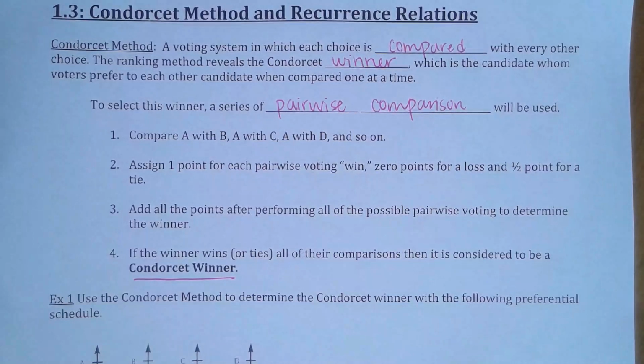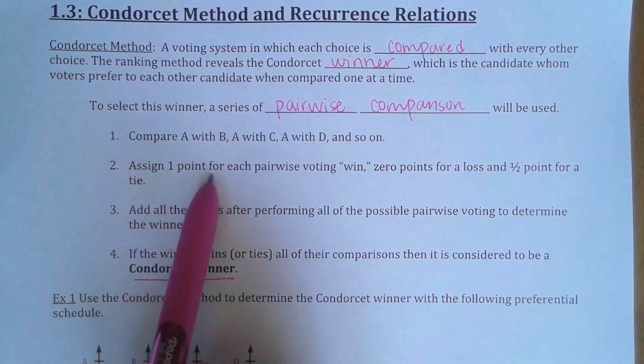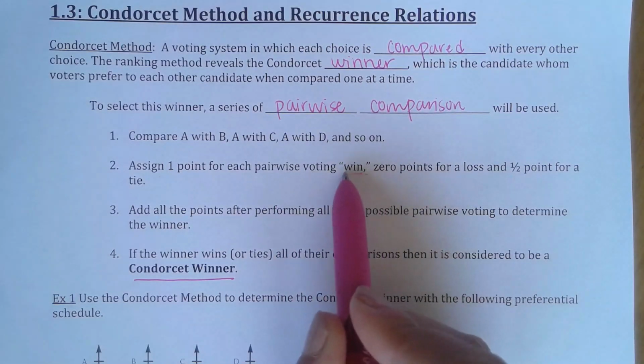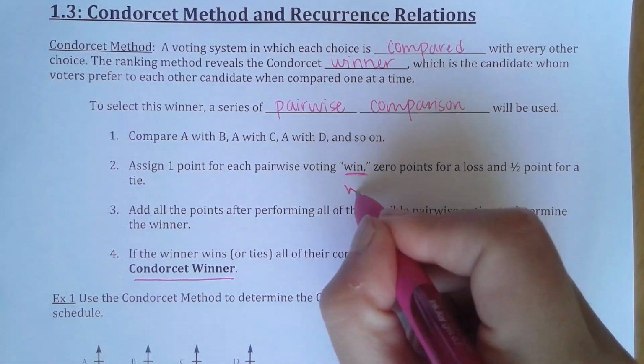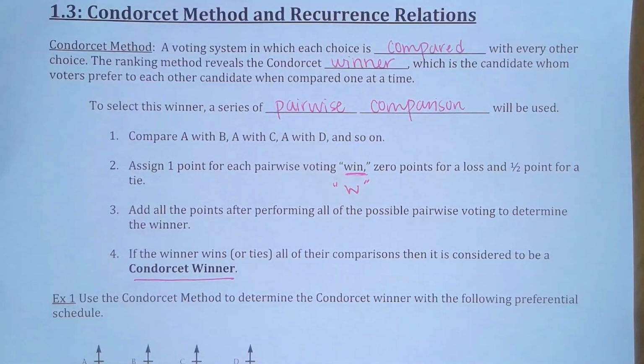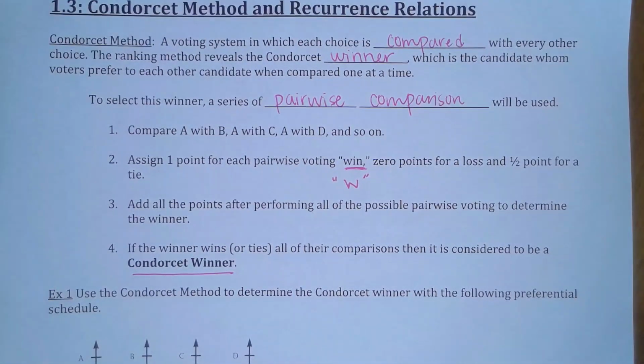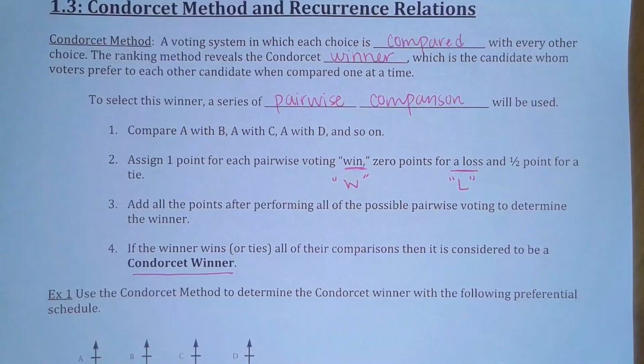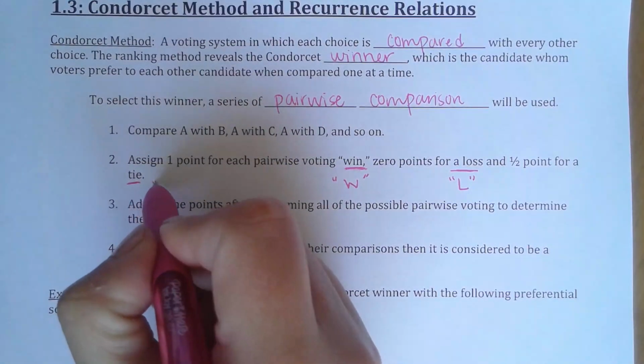So we compare A with B, A with C, A with D, A with E, and so on and so forth. Then we look at B versus C and B versus D, and we consider all the different types. We're not really looking at points, but at who wins. We'll use a W for a win, which really means 1 point. For a loss, we'll use an L, and they get 0 points, and if it's a tie, we'll mark it with a T.